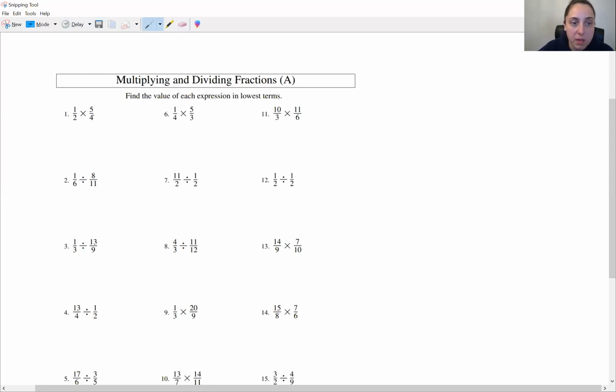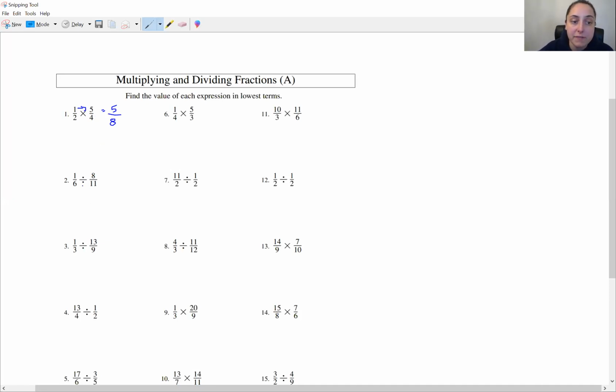So 1/2 multiplied by 5/4, you just multiply across the top. 1 times 5, which is 5. And you make your line and then multiply across the bottom. 2 times 4 is 8. Can we reduce 5/8? We cannot. And so that's our final answer.